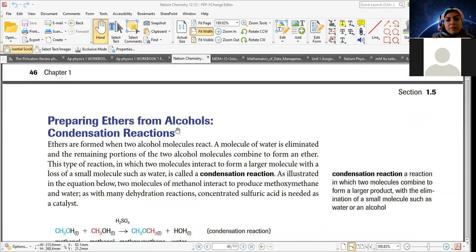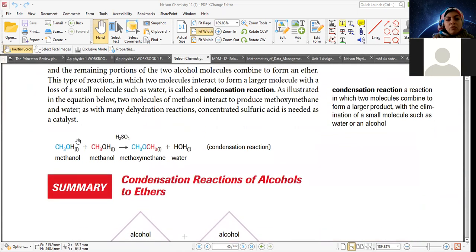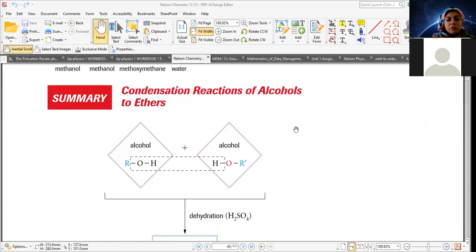Now for the naming, this is page 46. You do question number 11. Preparing ethers from alcohols: 2 alcohols reacting with each other will give you ethers. How? See, this one is a methanol, and here's another methanol. One of them loses H, and from the other one OH gets out. And CH3O here and CH3. And H and OH form water. We call this one a condensation reaction. 2 alcohols reacting with each other to give you an ether is a condensation reaction.